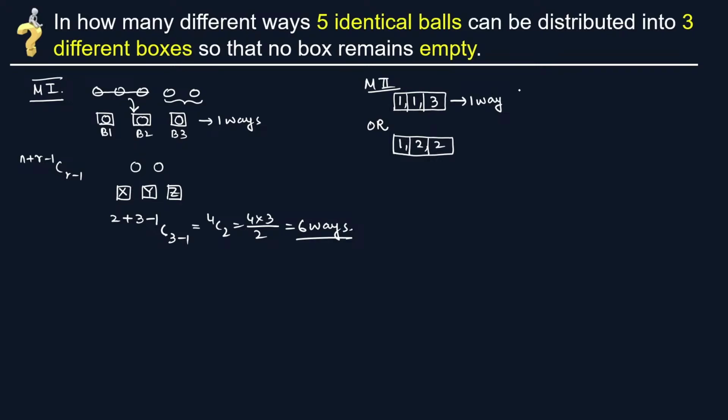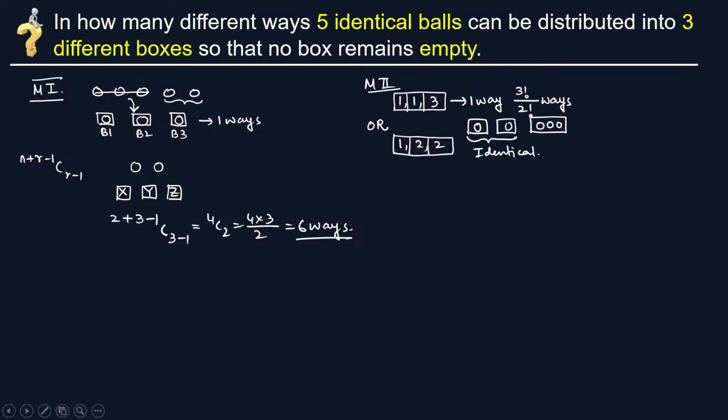That can be done in factorial 3 divided by factorial 2 ways. Tell me yes or no. Why have I divided by factorial 2? Because you see, we have 3 groups in which we have 1 ball, 1 ball and 3 balls. Now, these 2 groups are identical.